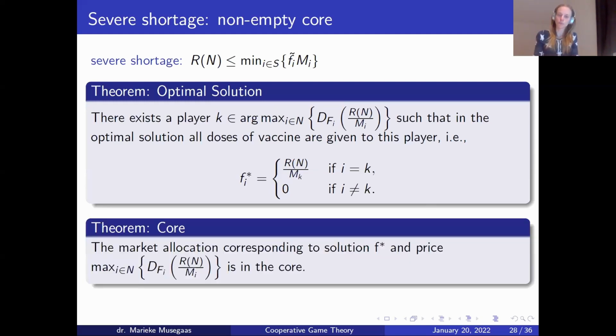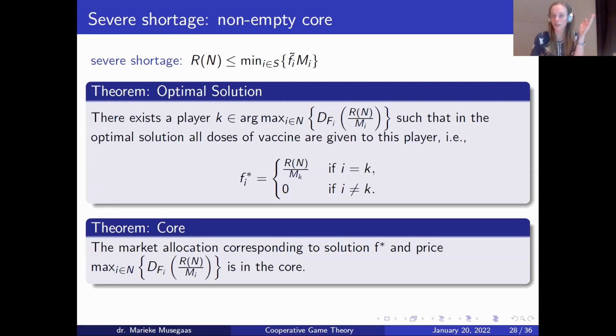Then the core. Then we can conclude in the second theorem that if we are in this severe shortage, then this is indeed the optimal solution. We give everything to one person, namely the person for which the average slope is the highest. And if we use this average slope as a price, then this market allocation is in the core.